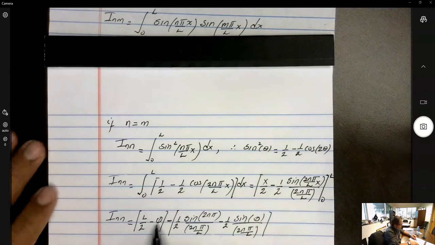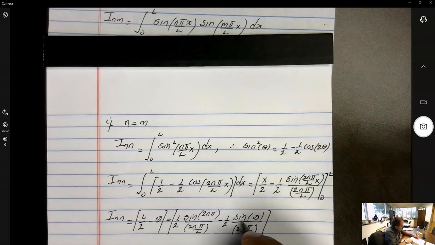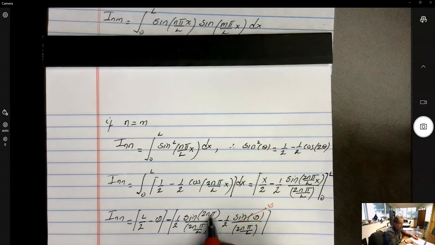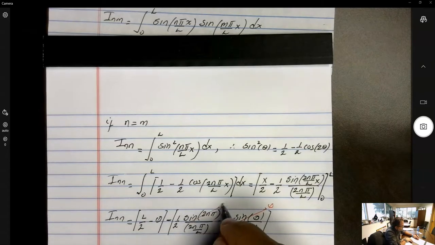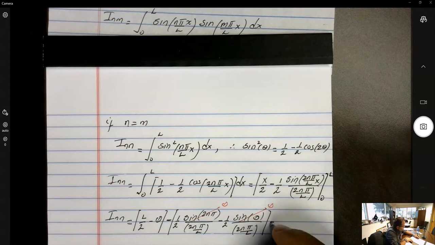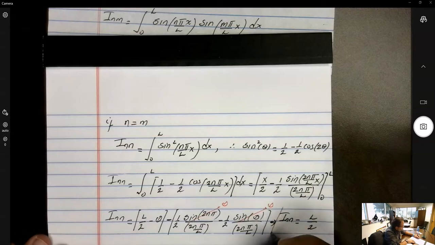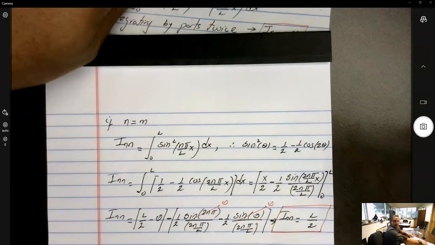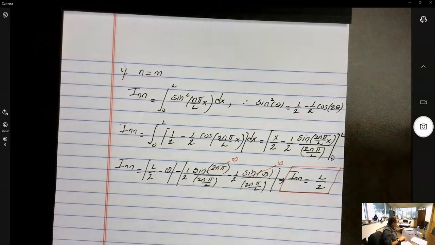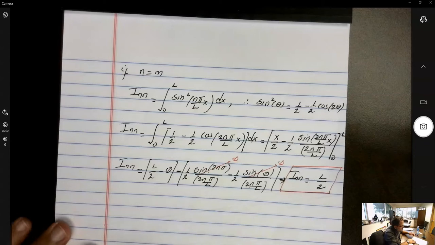All right, so it's L over 2 minus 0, and then the sine of 0 we know is 0, and the sine of 2n pi, remember that n is an integer number, that's what the eigenvalue came from. So it would be the sine of 0, the sine of 2 pi, the sine of 4 pi. So it's 0 degrees and multiple revolutions of it. That's always 0. So basically, I_nn is equal to L over 2. So we found a solution that is not 0 to that integral, and it only occurs when the frequencies of the eigenvalues match, or the eigenfunctions match.